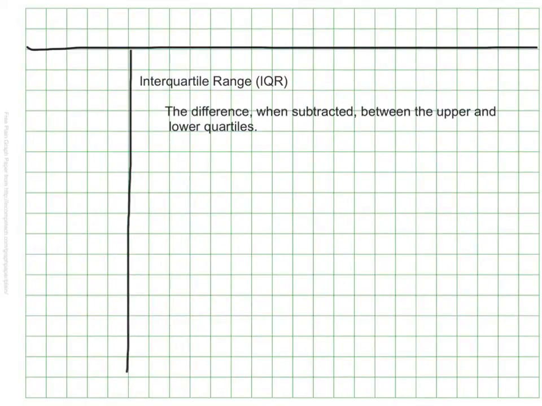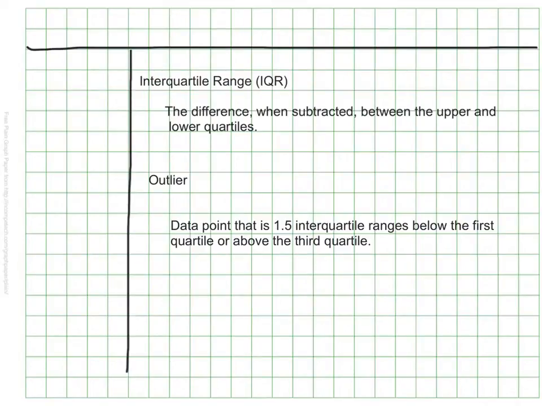As a quick reminder, the interquartile range is the difference, when subtracted, between the upper and lower quartiles. Statistically speaking, an outlier is any data point that is more than 1.5 interquartile ranges below the first quartile or above the third quartile. That might sound like mumbo-jumbo, so let's see what the steps are for interpreting that, and then how we can apply that to find outliers in a set of data.